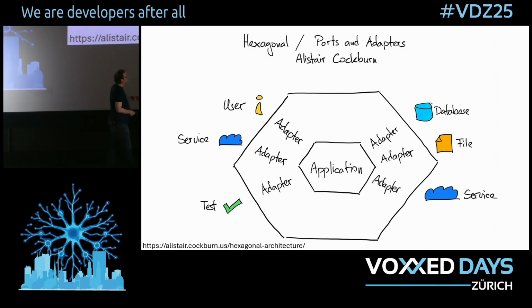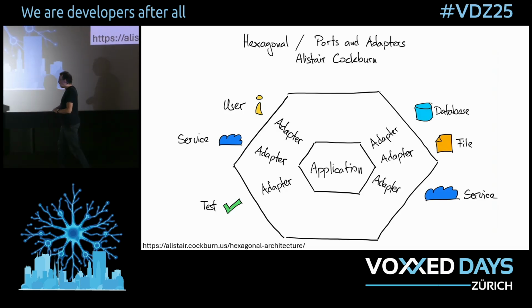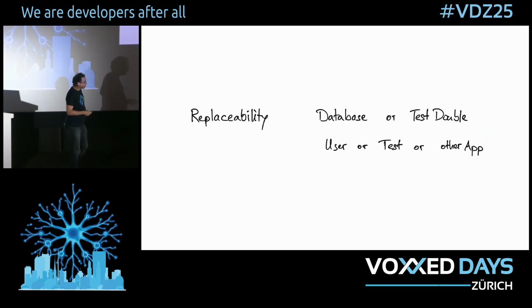The nice thing is that we can switch adapters. For example, if I want to test something, I can use a test adapter or just a test, which is in itself an adapter, and I can swap the real database adapter with a simulation or a fake or a test double or whatever, and then I get easy testability. So that's the big thing of hexagonal or ports and adapters.